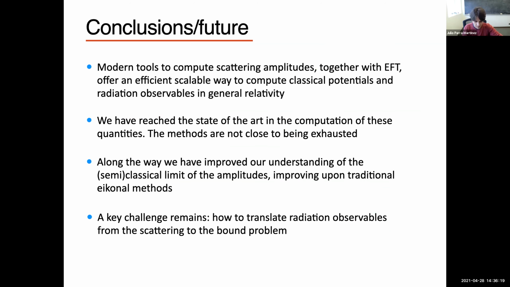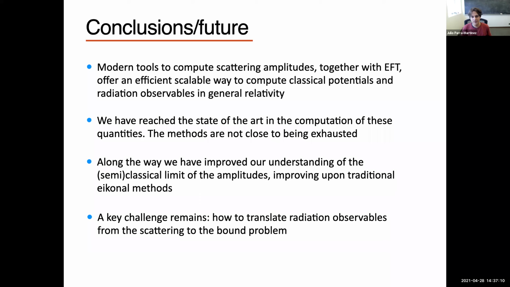Okay, sorry, I ran a little bit over time, so I'll stop here. Hopefully I convinced you that there are these modern tools which are very efficient to compute scattering amplitudes, and when we put this together with ideas from effective field theory, we get a scalable way to compute classical potentials and observables in classical GR. In fact, we've reached the state of the art in the computation of some of these quantities, not of the potential in the sense of high orders in PN, but for instance, this radiated momentum, where we provided the first post-Newtonian calculation. And importantly, the methods are not close to being exhausted. It's clear that maybe not me, but someone can go to high orders.